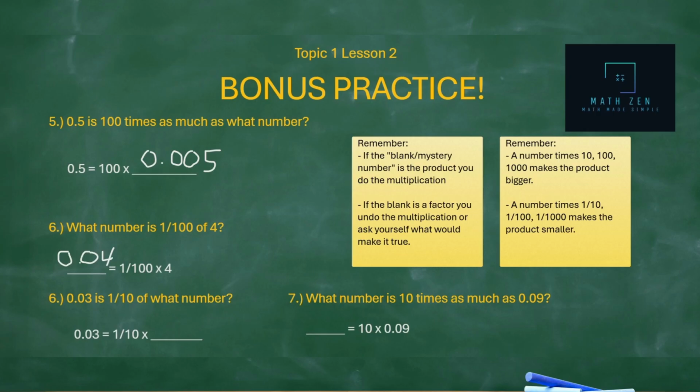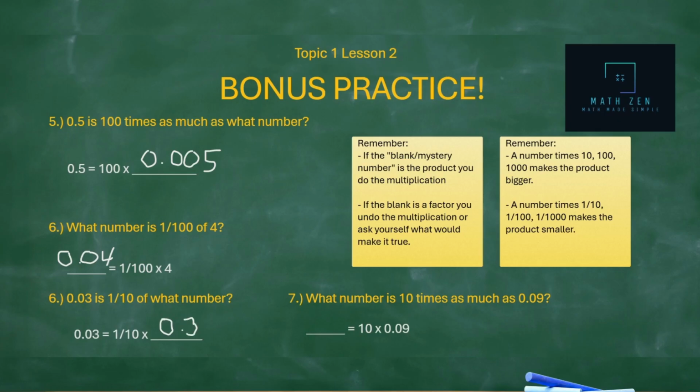And moving on now to the next one, we have 3 hundredths is 1/10 of what number? That would again fall under this particular note right here. So we would ask ourselves, what could I plug in here for this blank that would make this statement true? The only thing that would make that statement true is if we plug in 3/10.